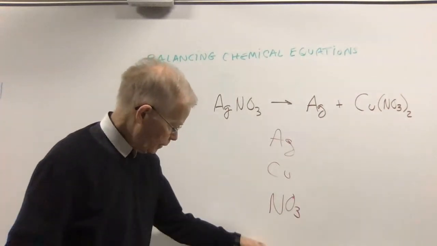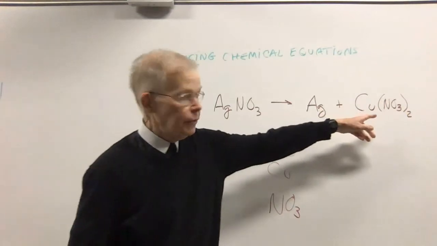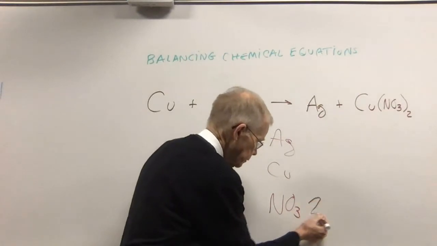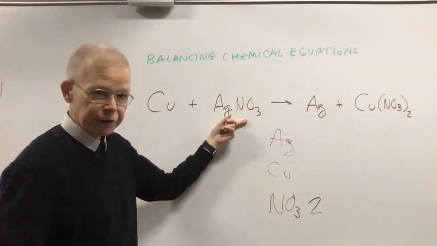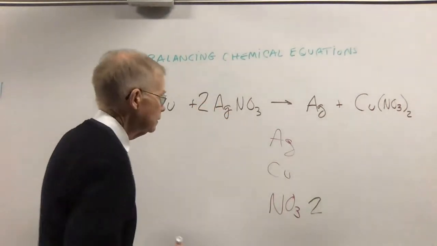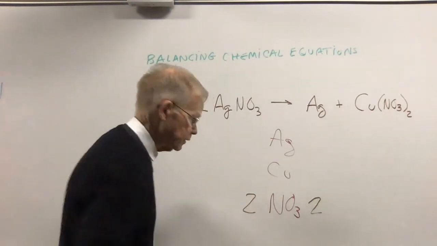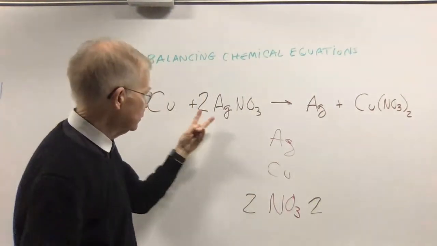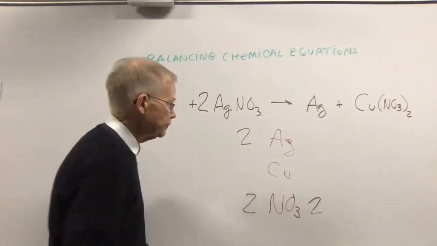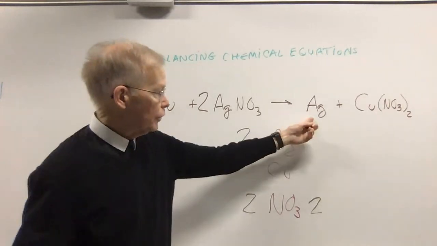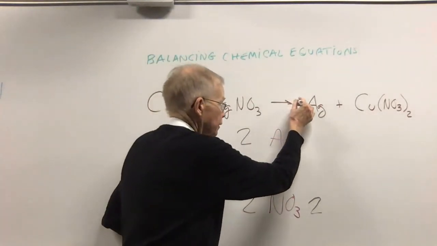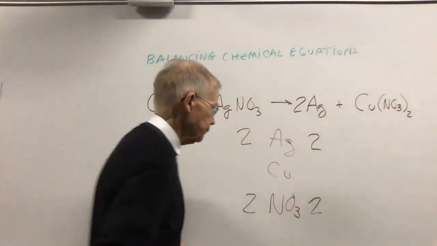Okay, let's begin. I've got two NO3 groups in the product of copper nitrate, so I'll put a 2 here. In this compound, silver nitrate, I only have one NO3, so let me put a coefficient of 2 in front of that. That makes the NO3 groups even, but as soon as I did that, I changed the numbers of silver. So I'll put a 2 in front of Ag on the reactant side, and then I'll come over here and I got to get 2 for silver, so I'll put a 2 in front of the Ag over here.